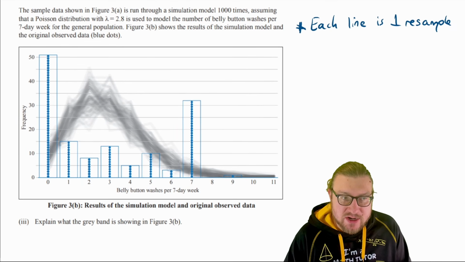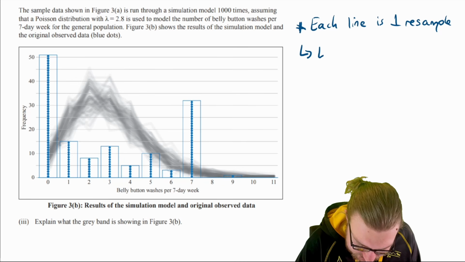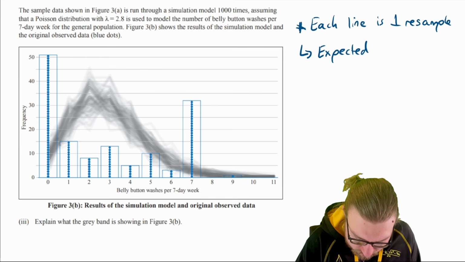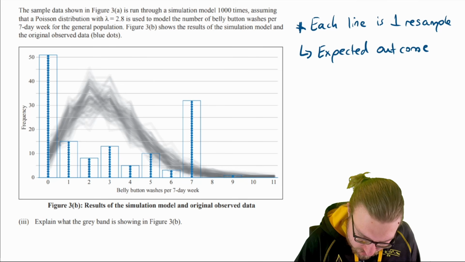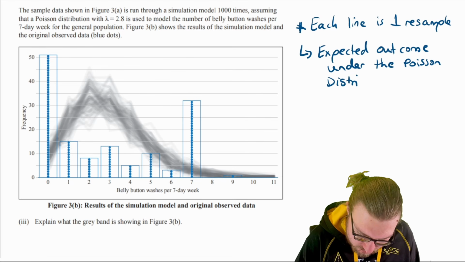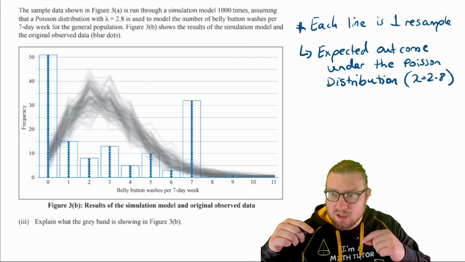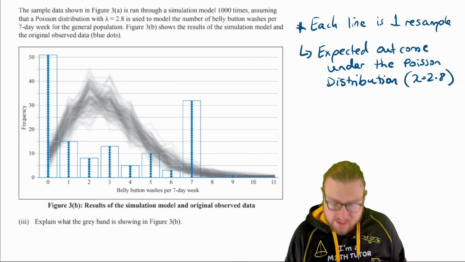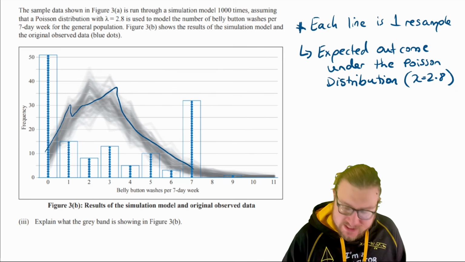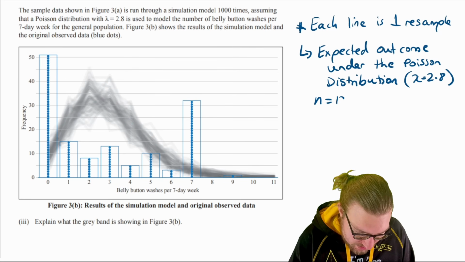Okay, and we need to kind of talk about this as this being the expected outcome. Yeah, so this is the expected outcome under the Poisson distribution, of course, with lambda 2.8. So if lambda is 2.8, we model what would happen, then one of those lines here is what we would expect for that specific sample. And again, of course, we sample with n is 130.